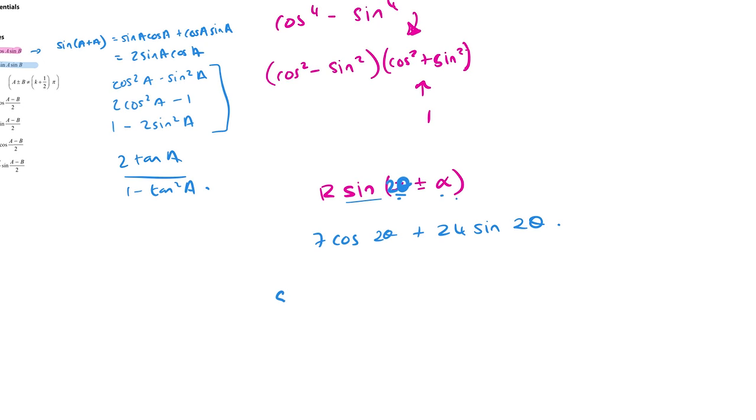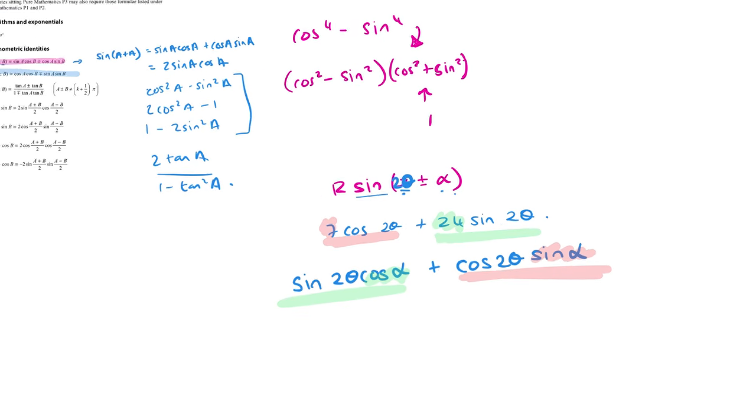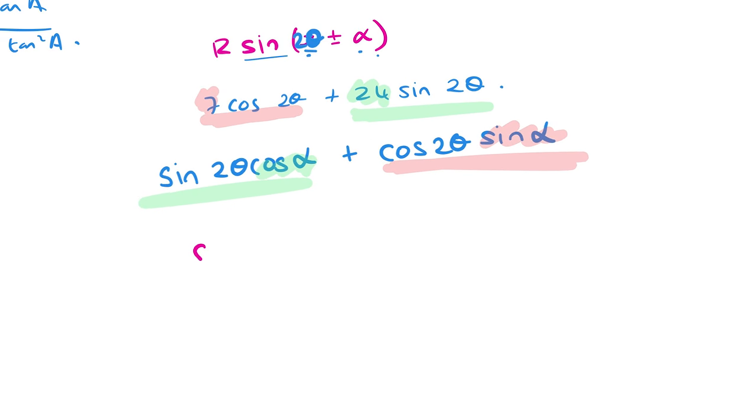So we know we're going to have sine of 2 theta cos of alpha plus cos of 2 theta sine of alpha. This is literally a matching game. I should have written this the other way around. This cos 2 theta matches here. And what do I find? I find that 7 is sine alpha. Then this literally matches here, and that cos alpha is actually 24. This is really lovely because that means that sine alpha is 7 and cos alpha is 24.